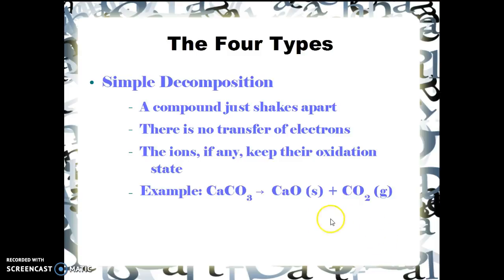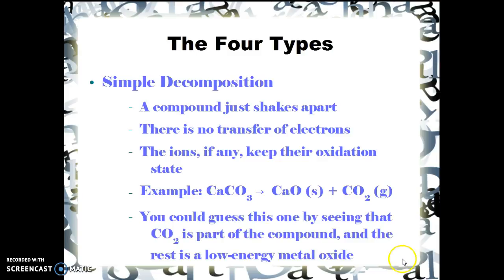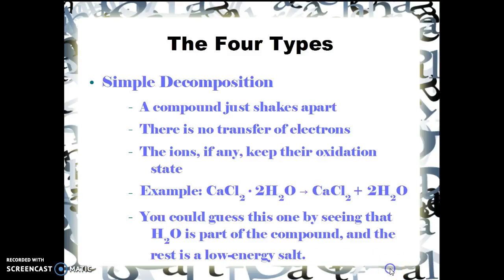For example, you can see in calcium carbonate, you can see calcium oxide hiding in that compound. You can see the carbon dioxide hiding in that compound. And so when calcium carbonate is heated, it produces calcium oxide and carbon dioxide. The oxidation numbers have not changed. You can just guess this one, seeing the carbon dioxide is part of the compound. Now the rest of the compound, of course, of the carbonate ion, the rest of the compound is calcium oxide. That is a low energy metal oxide.